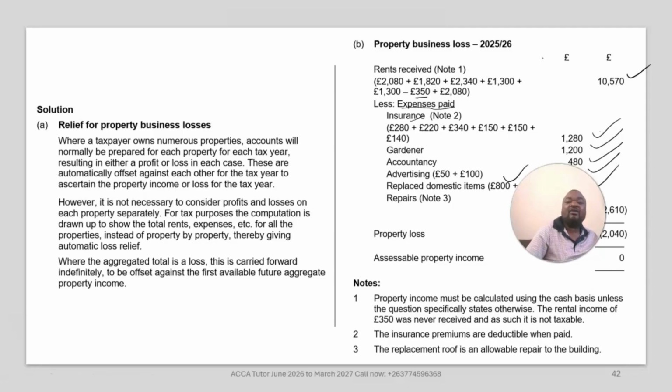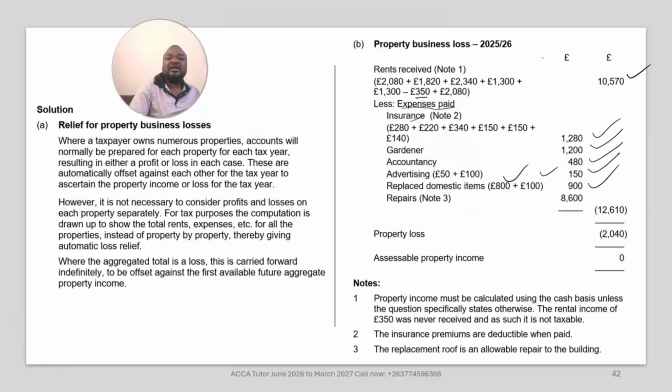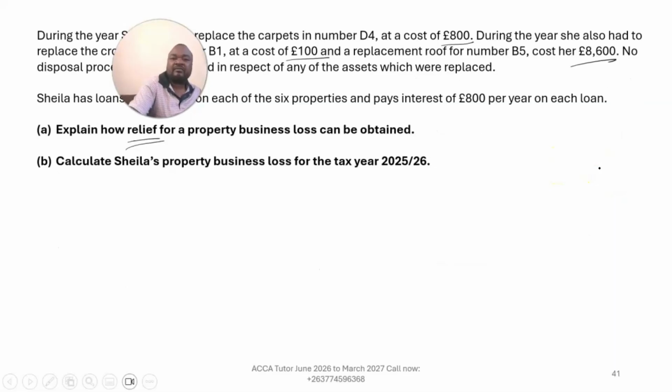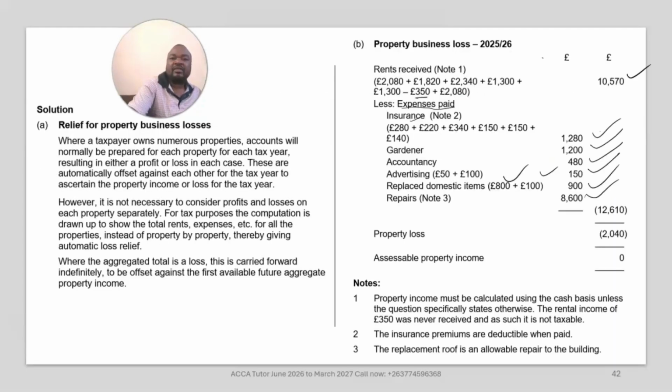So we are going to have a table like this. Remember the repairs for the roof there, that's 8,600. So you add them up, you come to this, and you will see that as long as the expenses are larger than the income, then we are going to result in a loss. That's a loss. So the assessable property income for this particular year is 0.